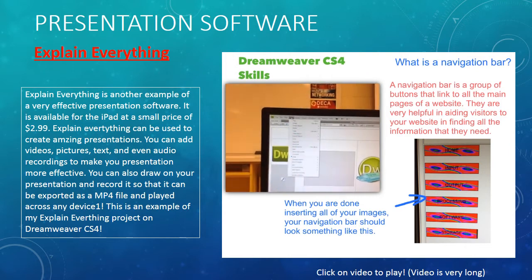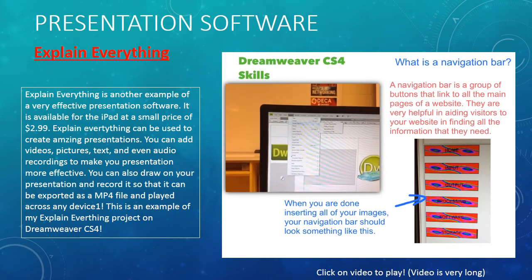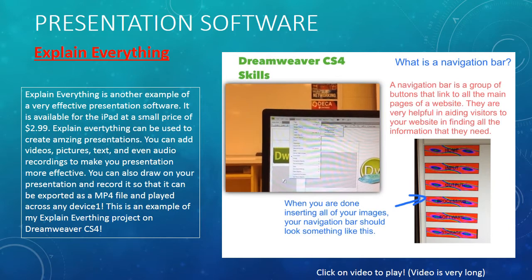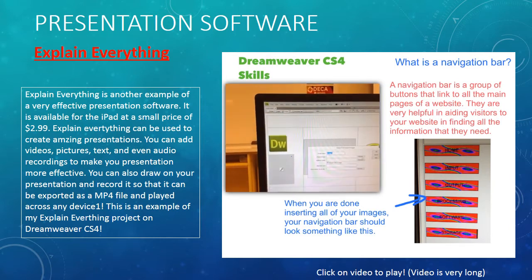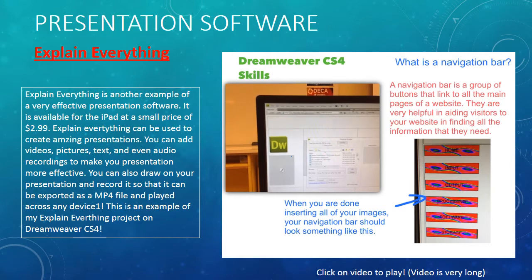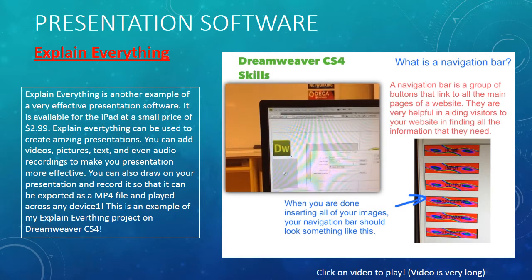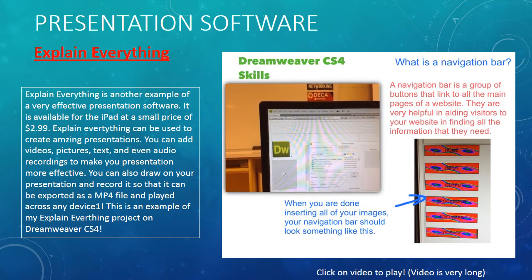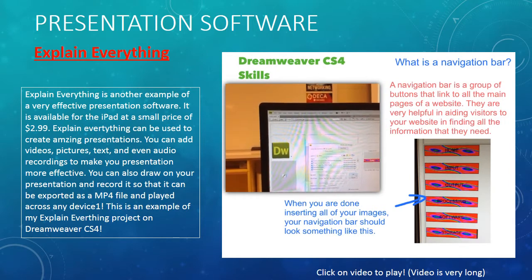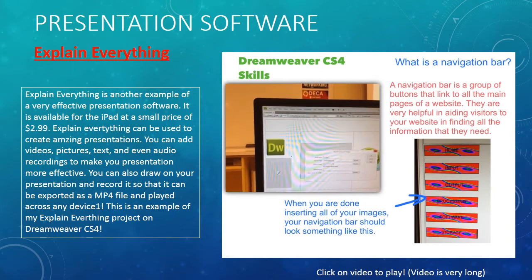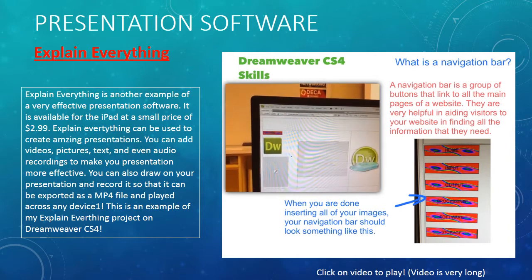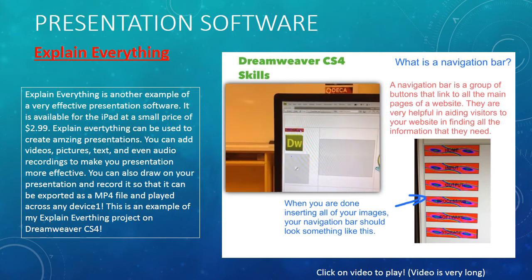To insert an image in a navigation bar, you need to go to Insert, Image Objects, and Roll Over Image. You then need to browse for your first image, which will be displayed on your home screen. Then browse for your second image that you want to change when it is rolled over by the mouse. Select OK, and an image will pop up on your display. When you're done inserting all of your images, your navigation bar should look something like this.